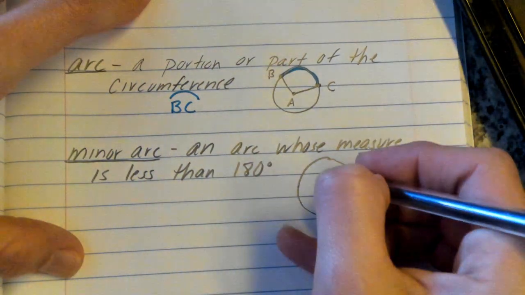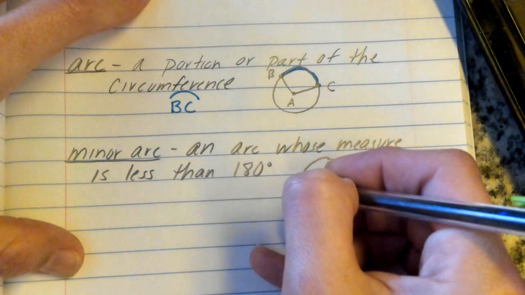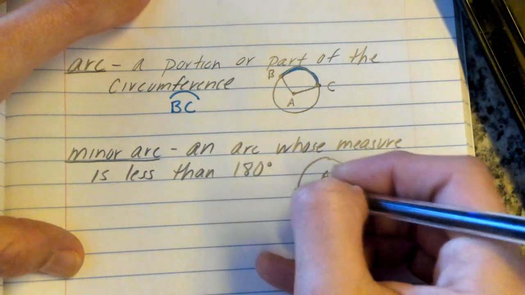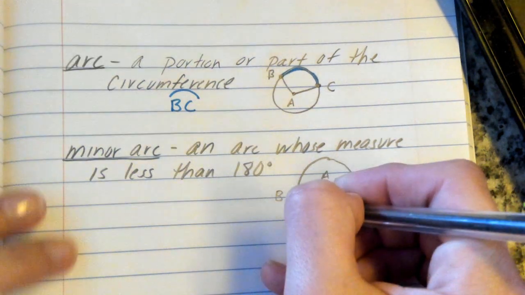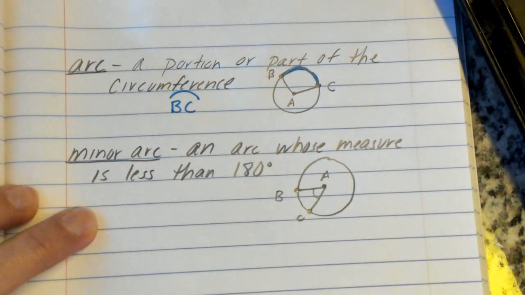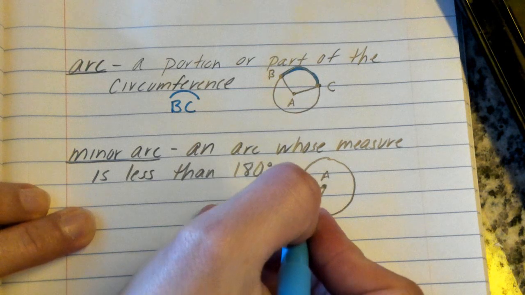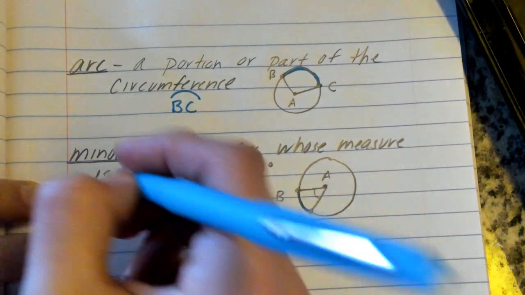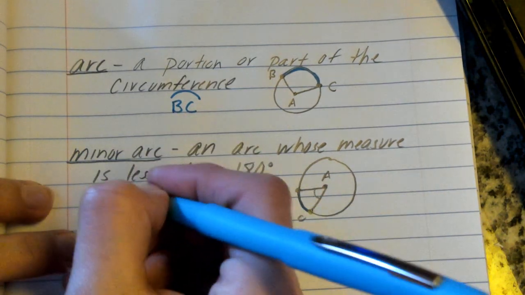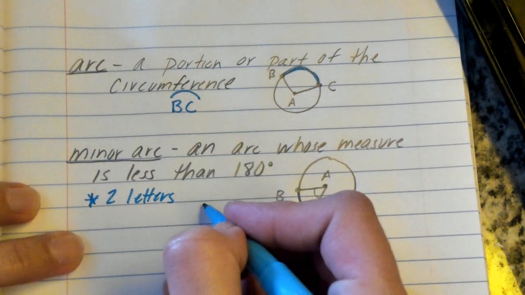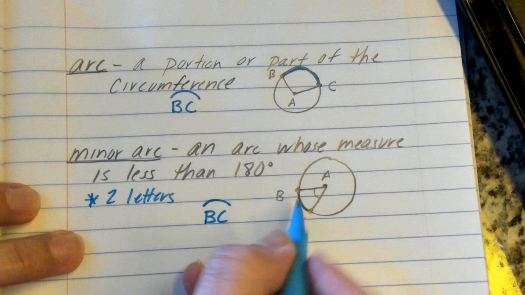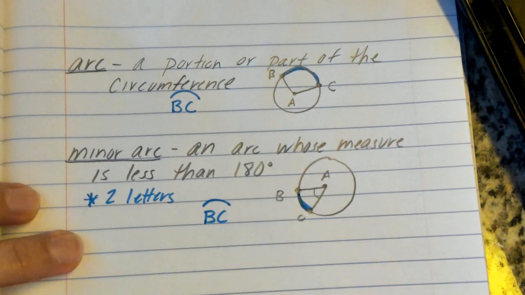So if we have circle A here, I'm going to draw it a little bit different than the last one. Here's point B and C. Here's the angle we're looking at, and the minor arc that goes with it is right here. A minor arc is named with 2 letters. So we will call this arc BC because we're looking at this one right here.